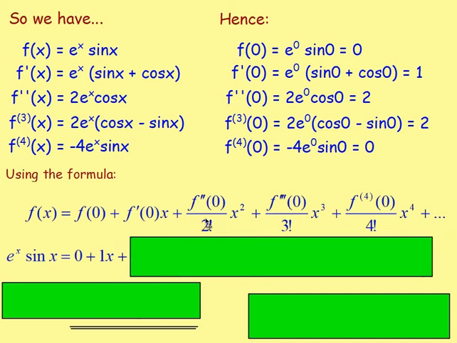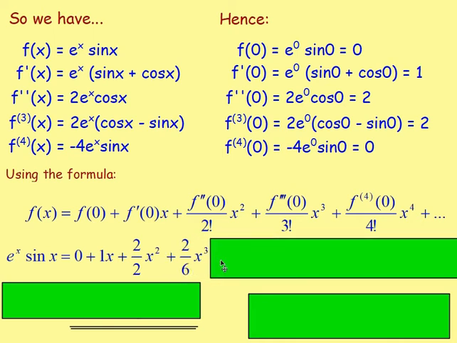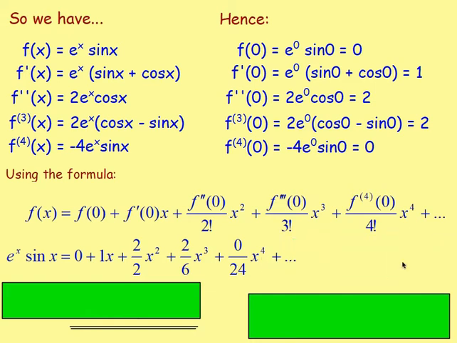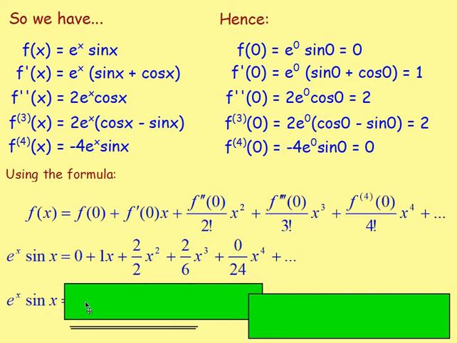F double dash 0 over 2 factorial times x squared. Well, f double dash 0 is going to be 2 over 2 factorial, 2 times 1, so that's just 2 over 2 times x squared. Sub in the other values as well, and that is going to give you 2 over 3 times 2, which is 6, multiplied by x to the power of 3, plus, and then that's going to be 0 over 4 factorial, 4 times 3 times 2 times 1, and that's going to be 24, multiplied by x to the power of 4. And remember, it is infinite, it's going to keep on going, so I've got plus dot dot dot. Simplify that, and really 0, you can get rid of that, you don't need to write it.